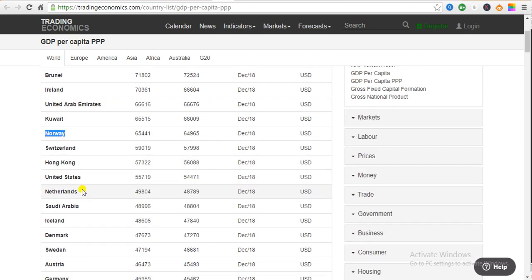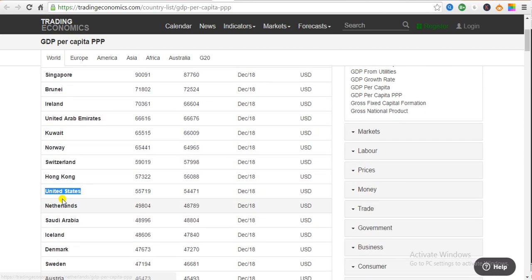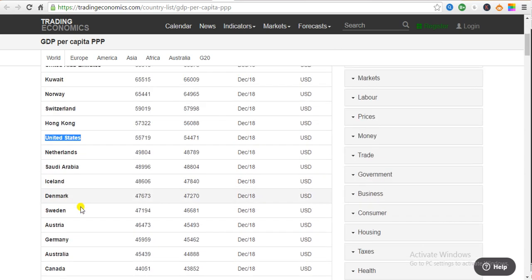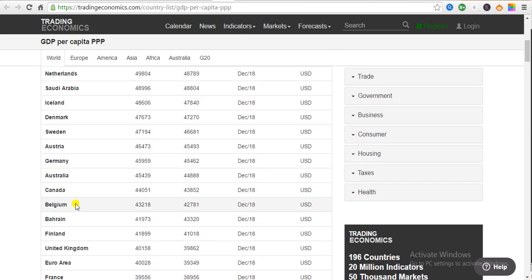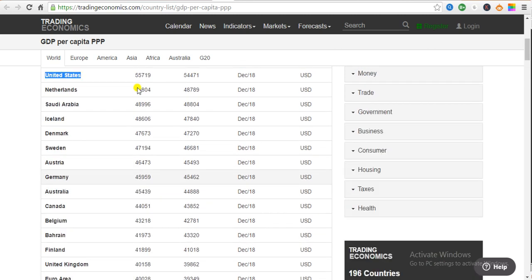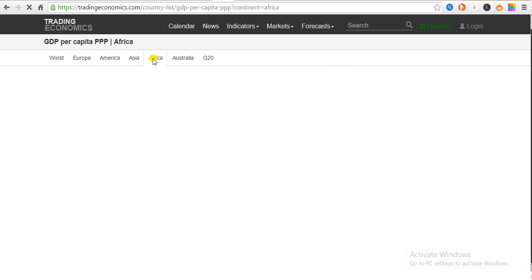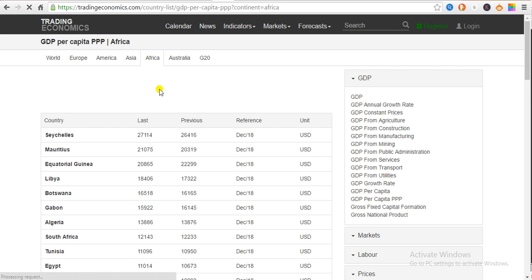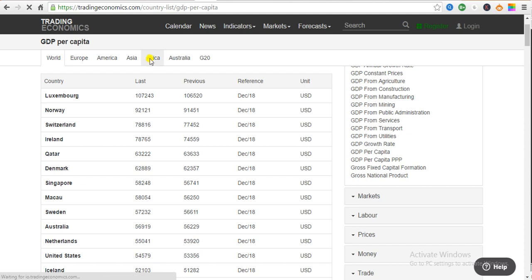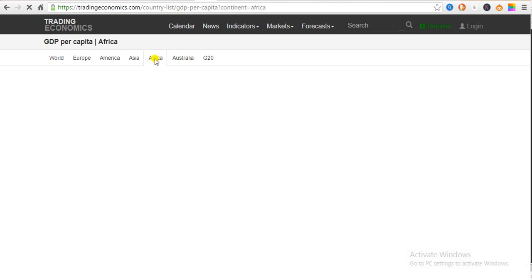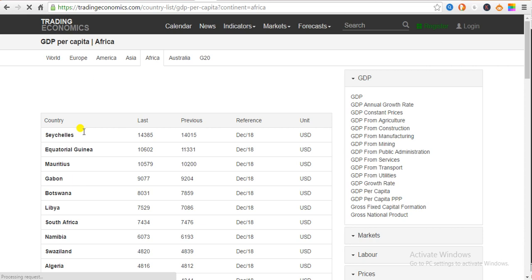Norway still high, Switzerland lower but high, Hong Kong, US even lower now, Netherlands, Denmark, Sweden. All right, then the list goes on, but let's look exclusively at Africa. Let's look exclusively at this continent. So I just want to compare it. So the top three in terms of per capita: Seychelles, Equatorial Guinea, and Mauritius.